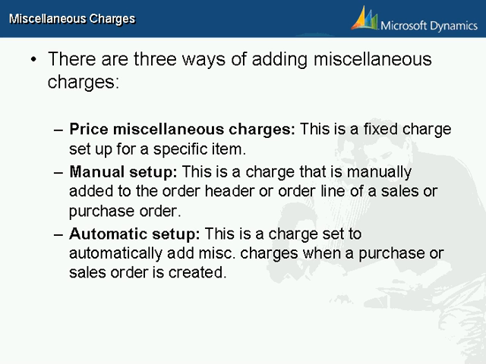Next way is automatic setup. This charge is set to automatically add miscellaneous charges when a purchase or sales order is created. This charge is set up in the accounts receivable or accounts payable module under setup, miscellaneous charges. And the charge can be added to a specific item, an item miscellaneous charge group, a specific customer or vendor, a customer or vendor miscellaneous charge group, all items, customers or vendors, or combinations of them.